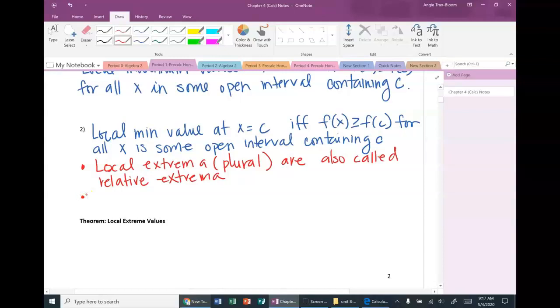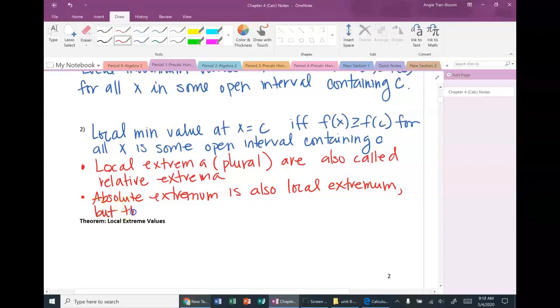Key number 2, important: an absolute extremum is also a local extremum. But the converse is false. So if you have an absolute extreme value, absolute max or absolute min, then it's also a local max or local min. But if you have a local one, then it's not necessarily absolute.